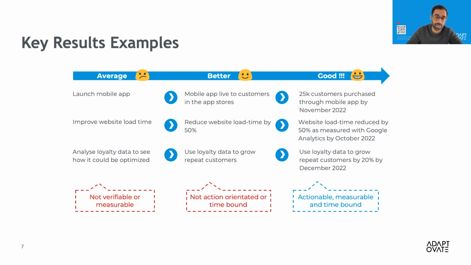So a good key result looks like having a measurable outcome, which is 25,000 customers, and it's time bound by saying we want it by November 2022. And not to mention, of course, it's actionable. I'm not going to cover all 3 key results. We can always come back to them in the questions section.